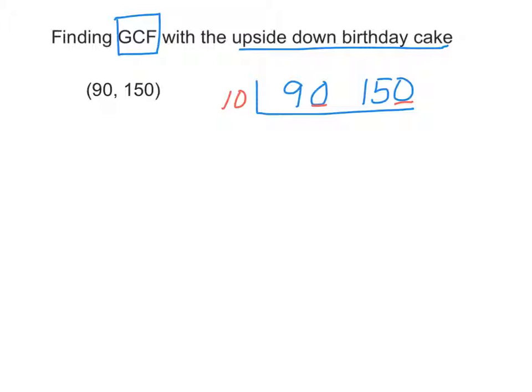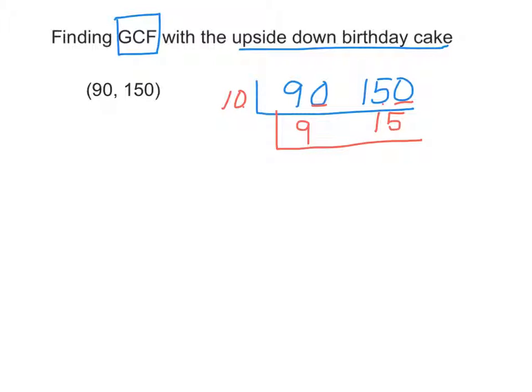So when you're doing that second step, you're looking for those common factors. The common factor in this one is 10. So you're going to make the bottom layer, you're going to take 10 divided by each. So 90 divided by 10 is 9. 150 divided by 10 is 15. It looks like we still have some common factors, so we need to continue working. So you make another layer of the cake.